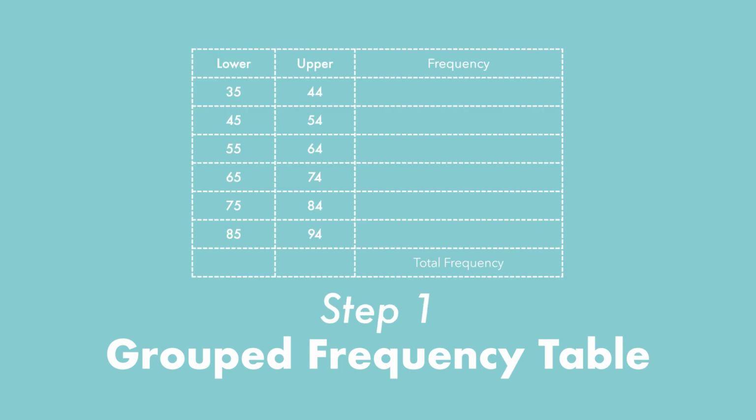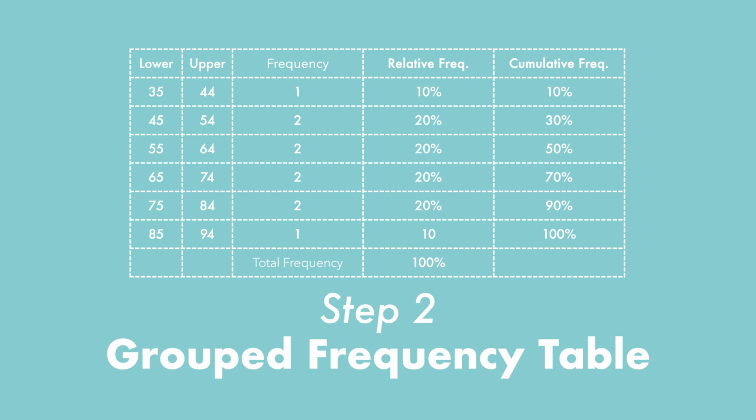Step 1. Divide the results into intervals and then count the number of results in each interval. In this case, intervals of 9 are appropriate. Since 36 is the lowest age and 92 is the highest age, start the intervals at 35 to 44 and end the intervals with 85 to 94. Step 2. Create a table with 5 columns.